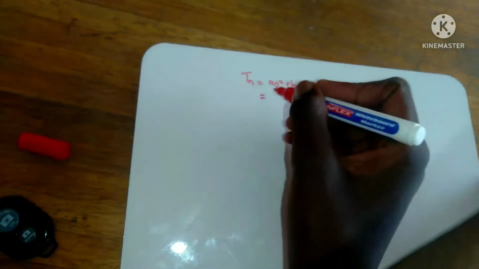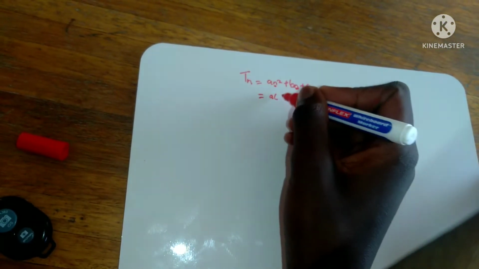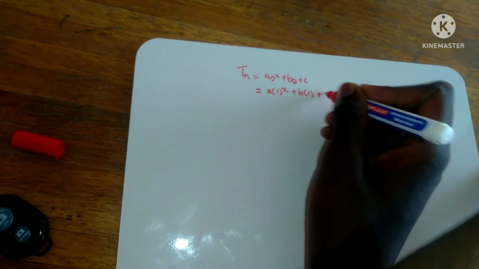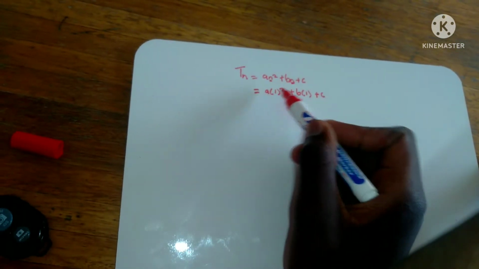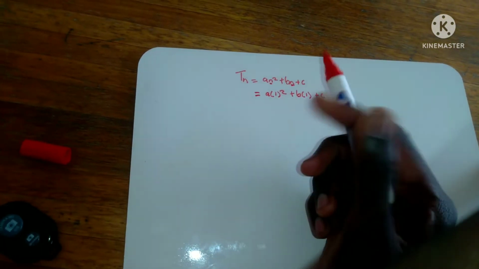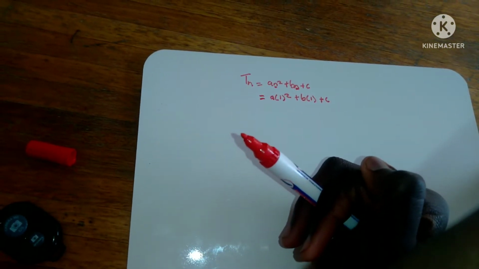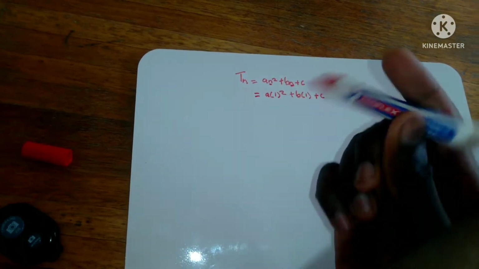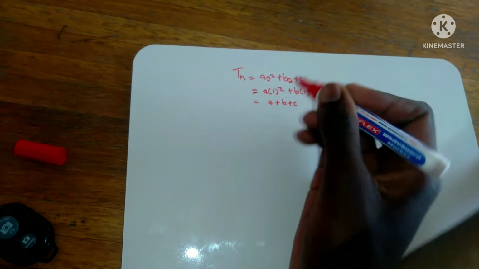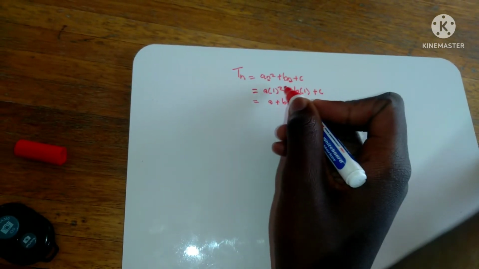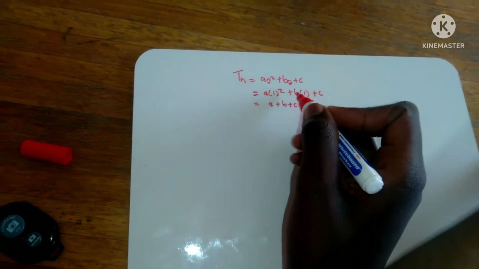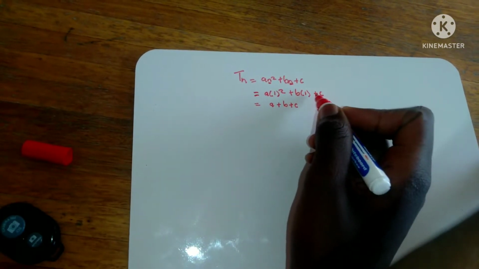So n can change. Here we can replace n with 1: a times 1 squared plus b times 1 plus c. So this is the use of variables. Variables are alphabets which can be used to represent a number. So if you are using a variable, you can use a in place of 2. You can use any variable. So here, when you multiply, you get a plus b plus c, because a times 1 squared is 1, so a times 1 is a. B times 1, anything multiplied by 1 is itself, and then plus c.